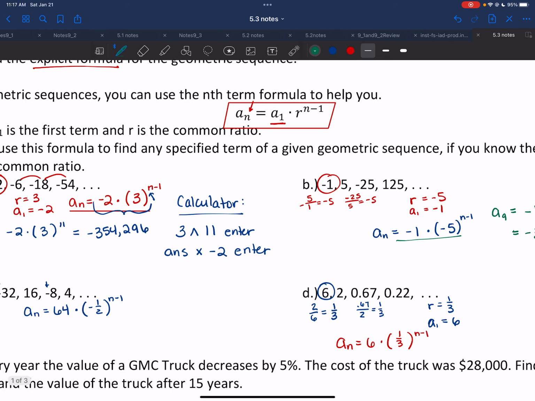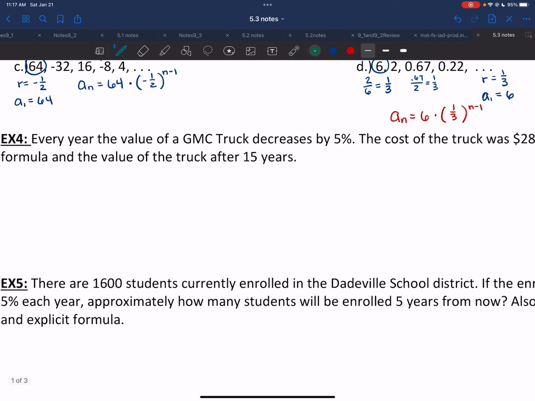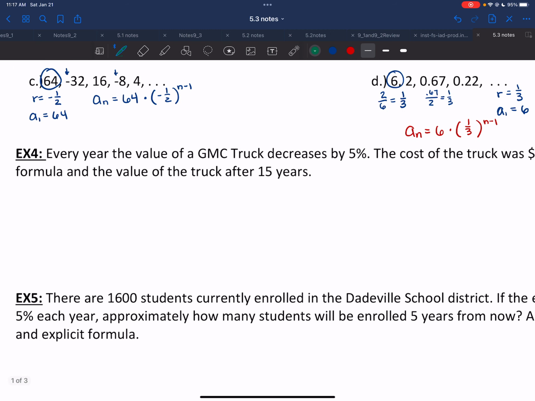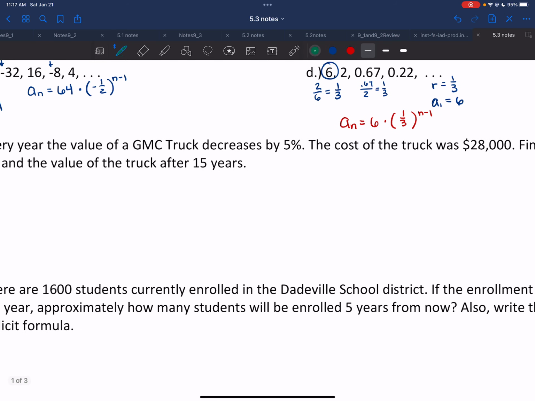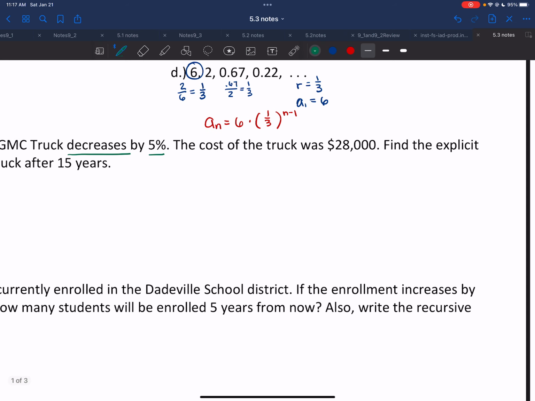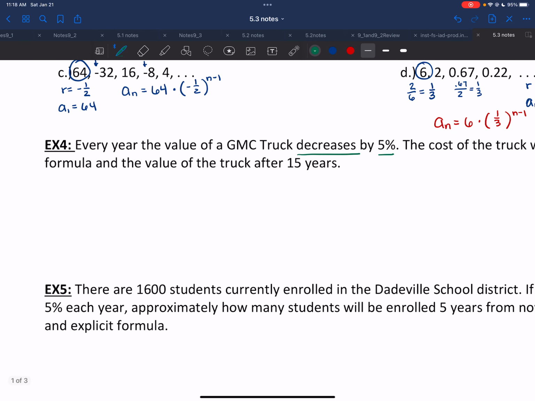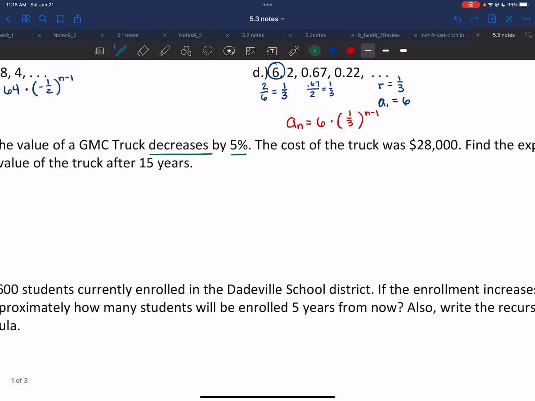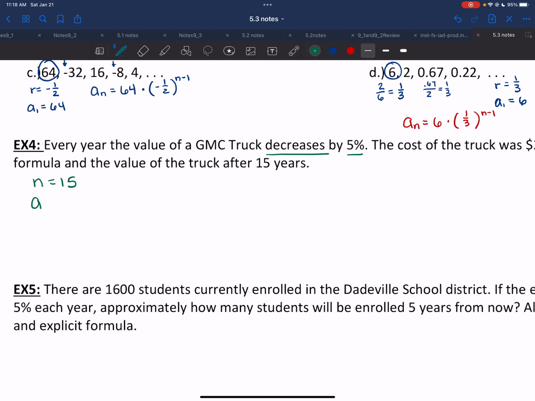Okay, now we've got 2 problems to go for the rest of this page. This first one: every year the value of a GMC truck decreases, so it's going down by 5%. The cost of the truck was $28,000. Find the explicit formula and the value of the truck after 15 years. Okay, so I know I want to find this after 15 years, so that's going to be my N number. I know that the truck starts out at a cost of $28,000, so that is going to be my starting number.